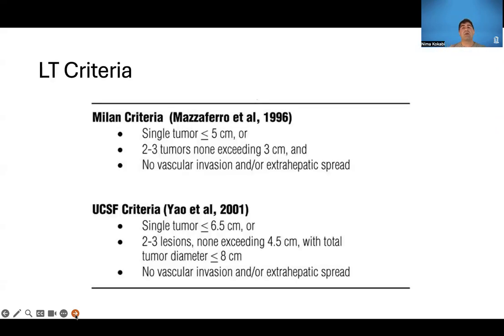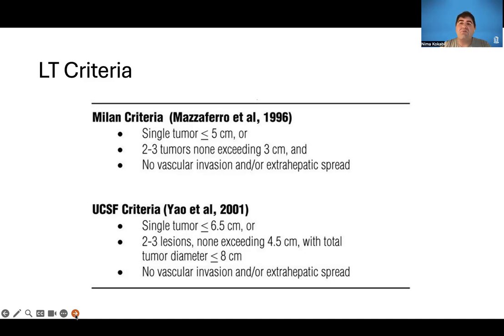This is the Milan criteria that I previously alluded to, that patients and the centers abide by in order to get patients with HCC to transplantation. It is a single tumor of less than 5 centimeters, or up to 3 tumors, with none of them exceeding 3 centimeters in size, in the absence of vascular invasion or extrahepatic spread.